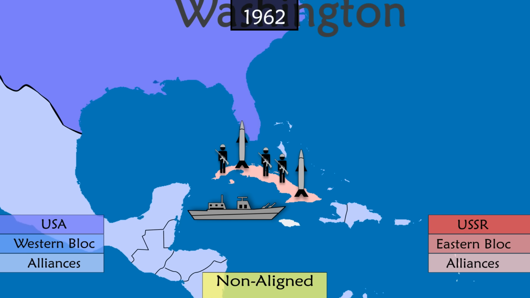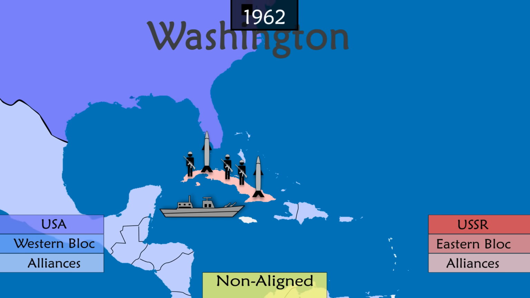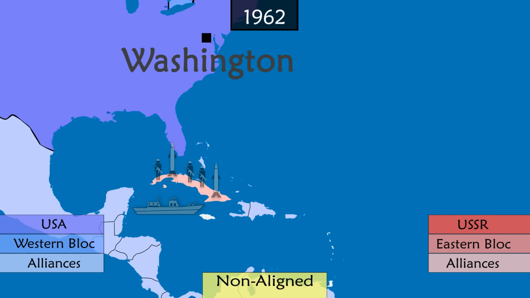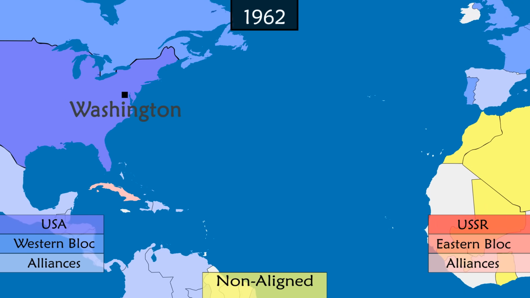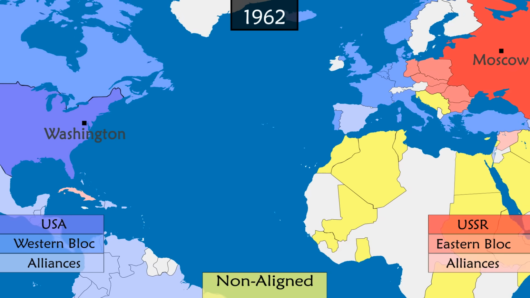But after negotiations, the USSR agrees to withdraw and remove its military facilities if in return the US promises not to attack Cuba and removes its missiles in Europe. This de-escalates the situation.